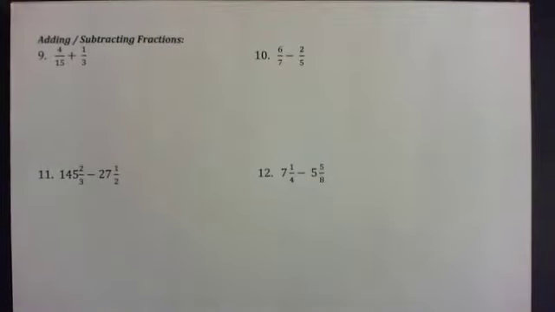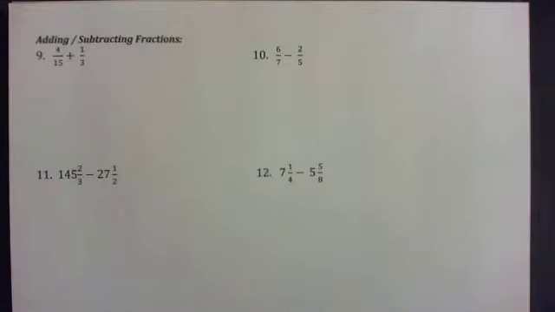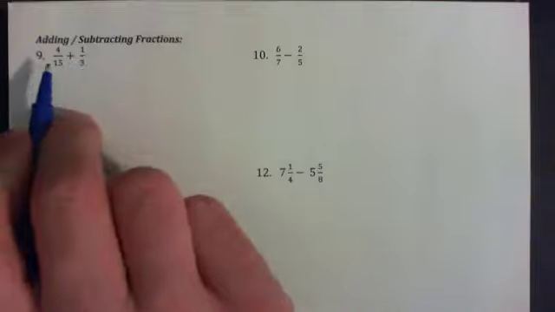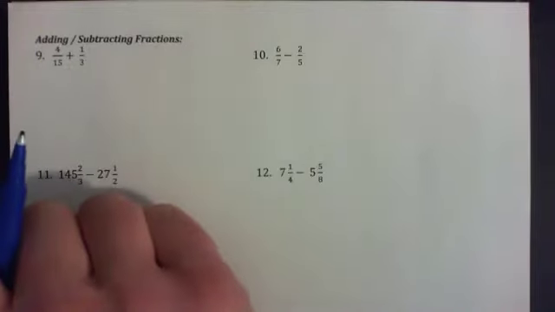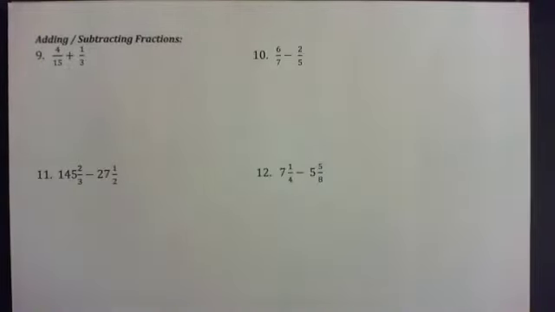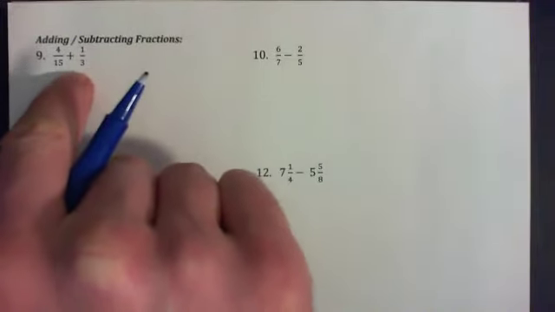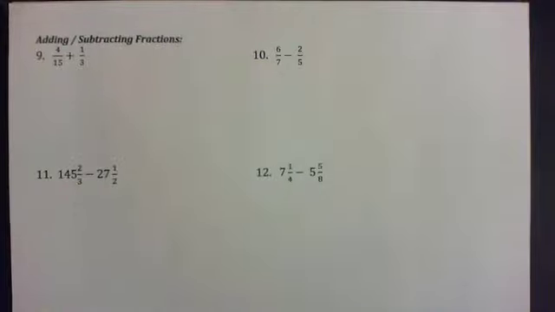Let's go to adding and subtracting fractions. Now the trick with adding or subtracting fractions is you actually need the same denominator. You need the same number on the bottom of the fraction. Okay? So we need to convert fractions to make them look the same. Alright?